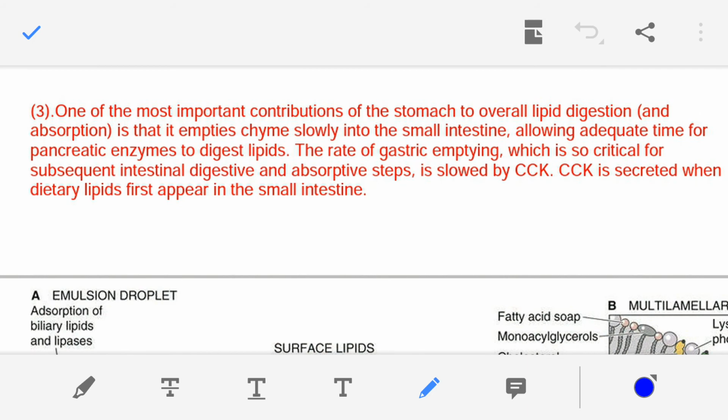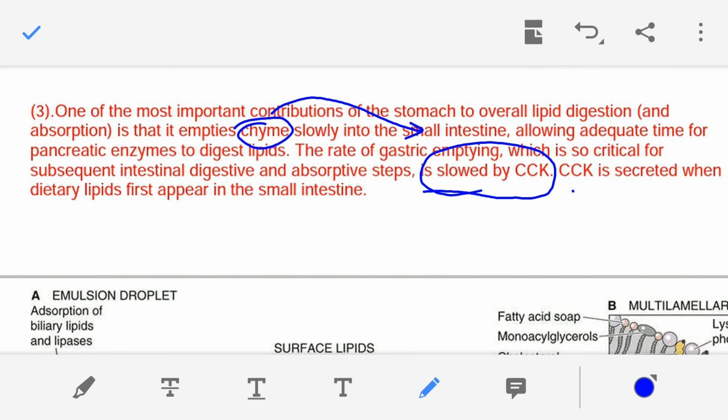Now, what is the factor? Why is this chyme entering slowly into the small intestine? So, this process is slowed by CCK hormone.